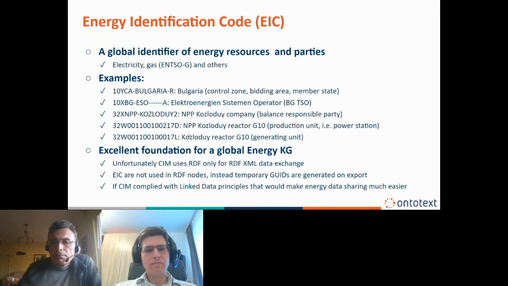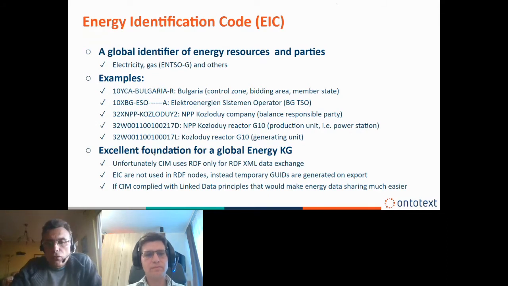This is the Kozloduy Power Station. It's called the production unit. And the final ID is of one of the reactors of Kozloduy. Currently, we have 2 reactors running. So this is an excellent foundation for building up an energy knowledge graph.